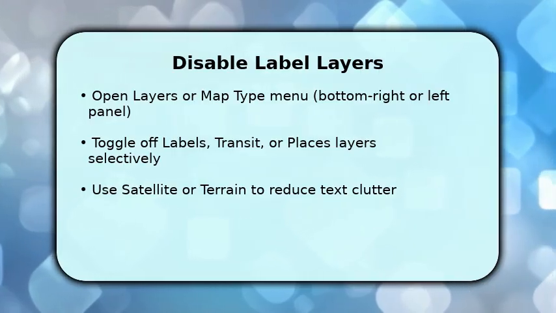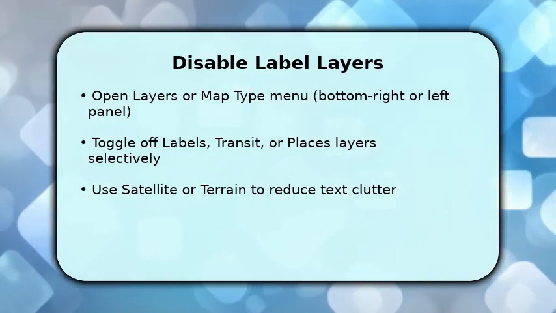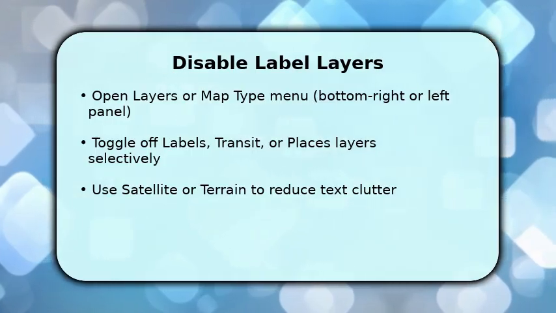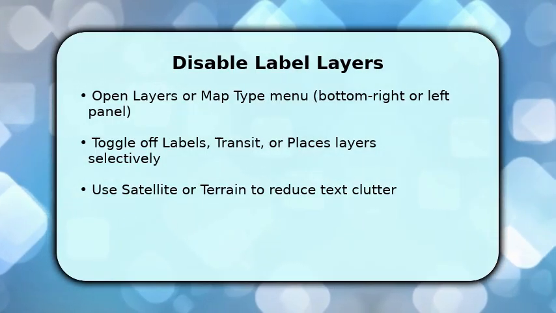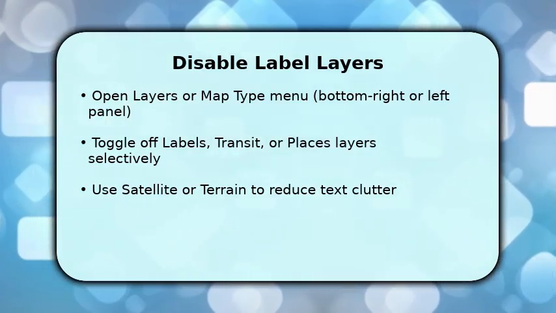If you only want fewer labels, turn off Transit and Places instead of everything. For detailed areas, switch to Terrain or Satellite to keep visual context while removing text. This selective control helps you keep necessary information without losing geographic detail.